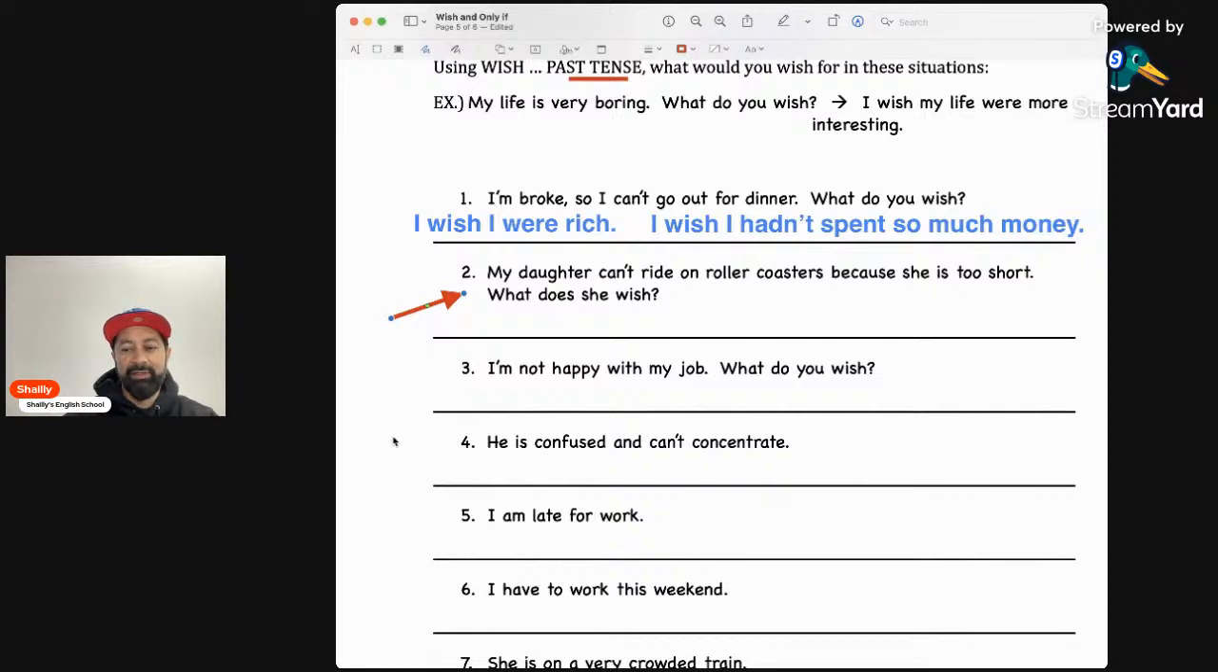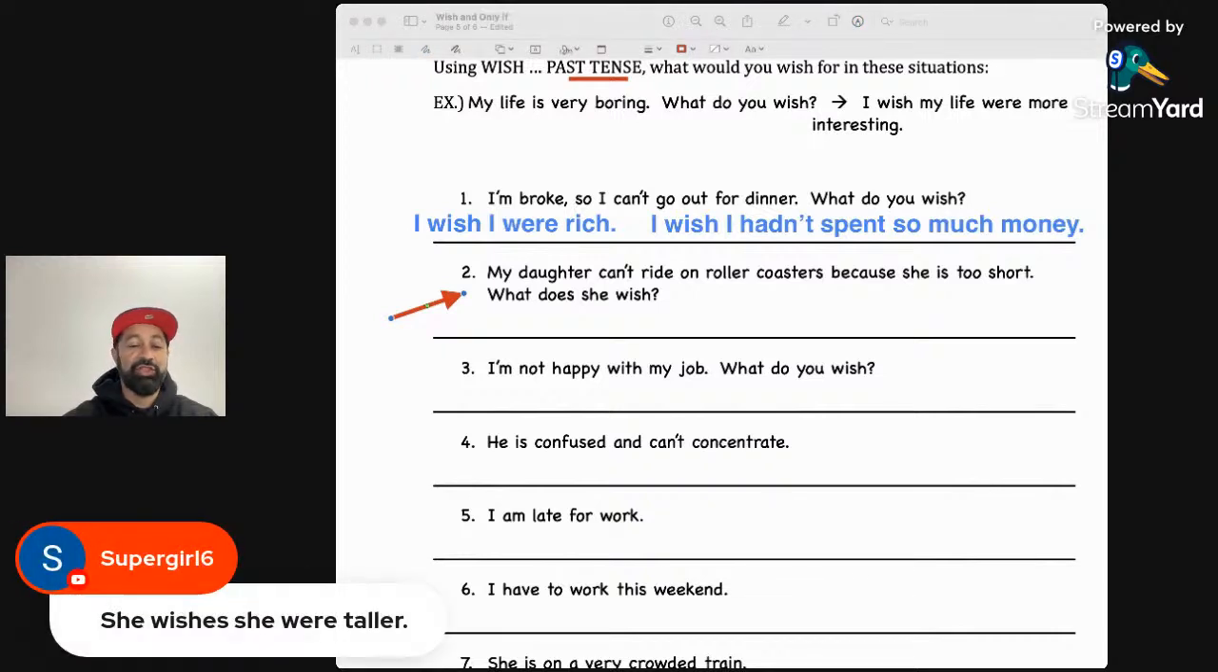All right, so my daughter, what does she wish? Supergirl has an answer here. She wishes she were taller. Perfect. She wishes she were taller.